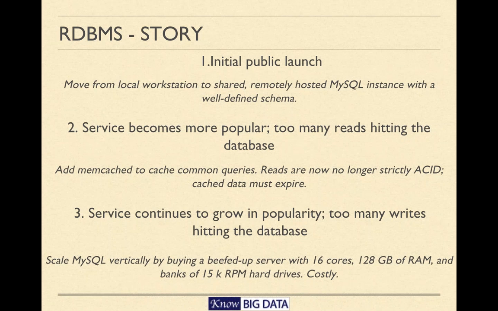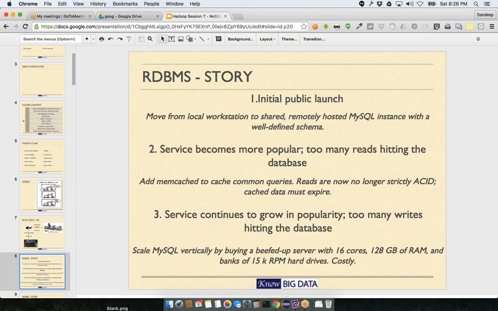Okay, let's try to understand what is meant by ACID properties. ACID properties are generally kind of a must in a relational database. A for atomic, C for consistent, I for isolation, and D for durable.